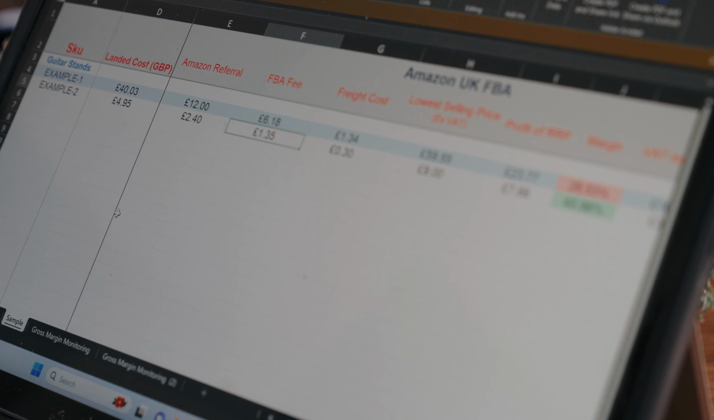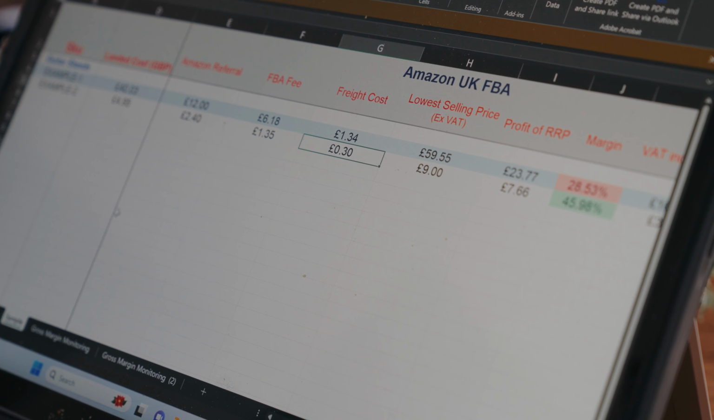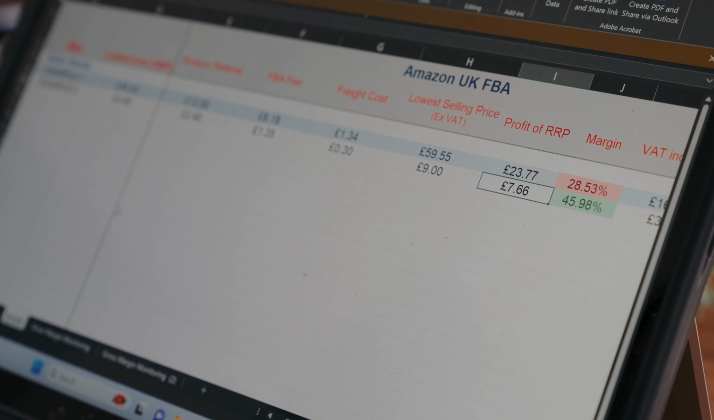So a very simplistic overview there. The next item down here is a much smaller example in terms of volumetric size, something about the size of a very small pencil case. And whenever it's selling on Amazon, they're charging £1.35 as an FBA fee. The referral fee again is 12%, coming in here at £2.40. The landed cost is £4.95, so that brings us to a profit of £7.66 or 45.98%.